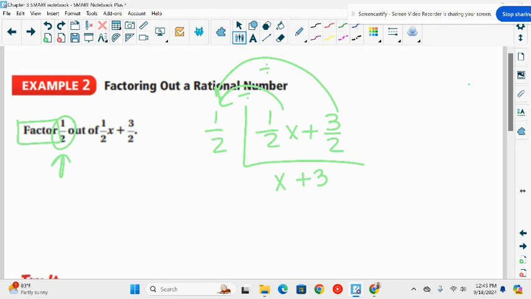So how do I write this as the distributive property? And I could check my work. I could do 1/2 times x is 1/2 x. And 1/2 times 3 is 3/2, which is what I started with. So I know I got it right.